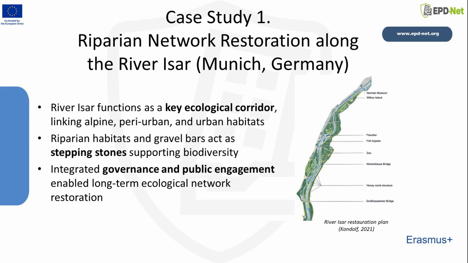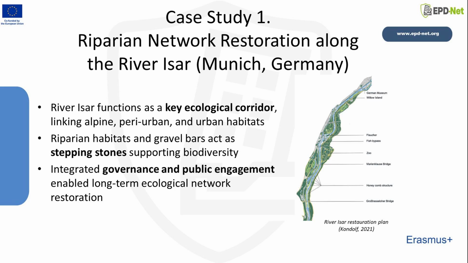The restoration of the Isar River in Munich represents a strong example of an urban ecological network structured around a riparian corridor. The Isar functions as a linear ecological backbone connecting alpine, peri-urban, and urban habitats, supporting species movement, sediment dynamics, and biodiversity across scales.